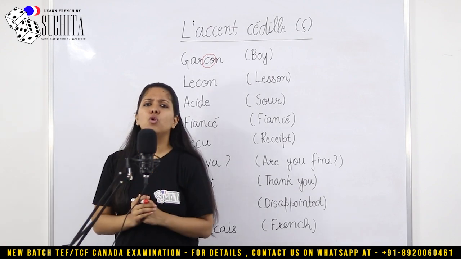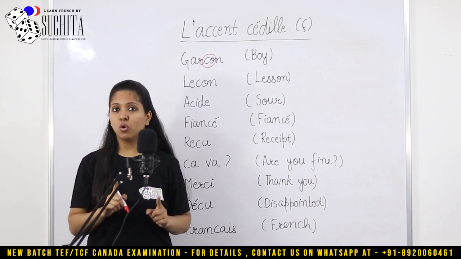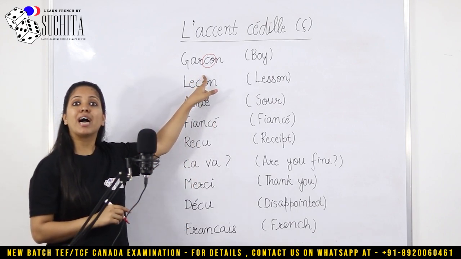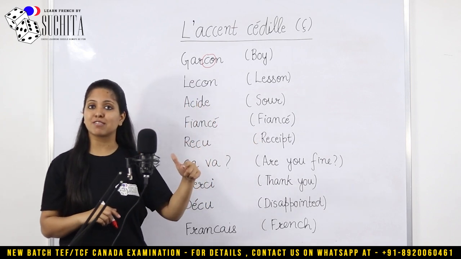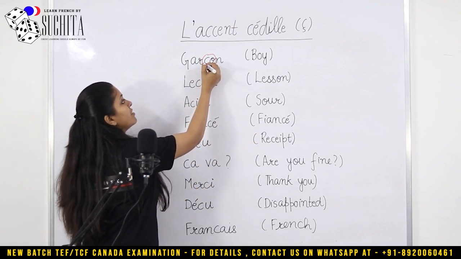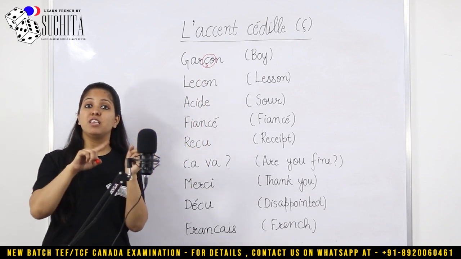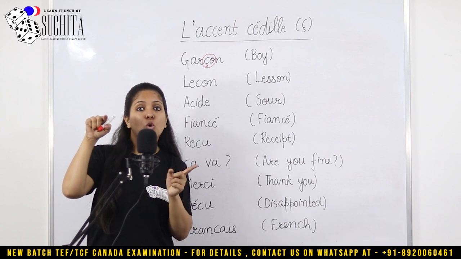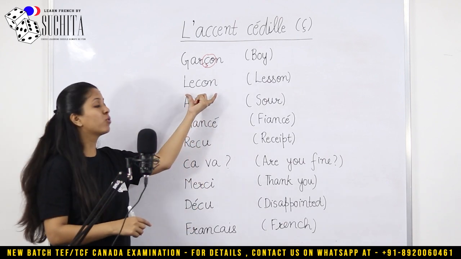CO. Now, what did I tell you in the previous slide? I told you CO is Ko. So this is right now garcon. If you want to change it from garcon to garçon, you're going to apply accent cédille. So garcon, now it is garçon. CO is Ko, CO with accent cédille is So. So garçon.